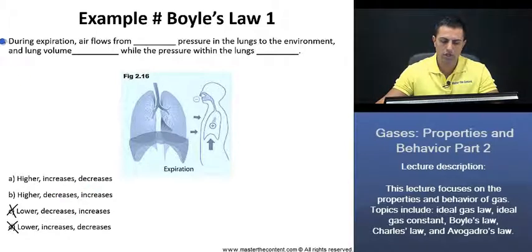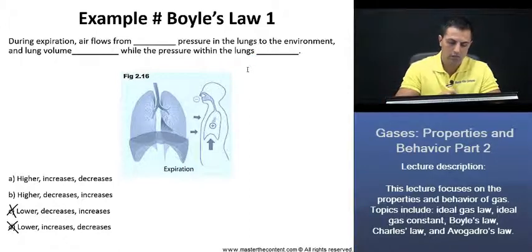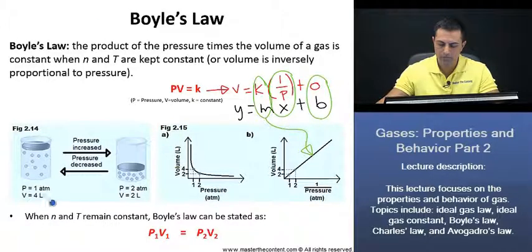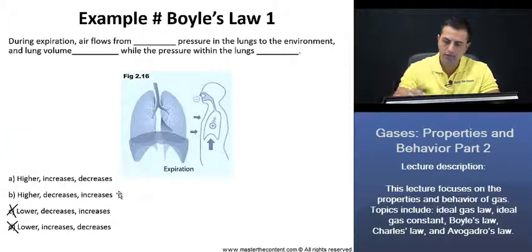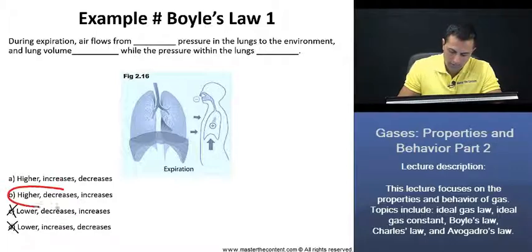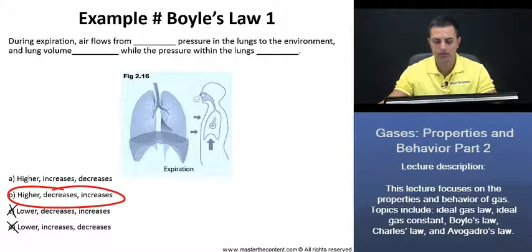Now let's read our question here one more time. During expiration, air flows from higher pressure in the lungs to the environment and lung volume increases or decreases while the pressure within the lungs increases or decreases. During expiration, the lung volume is going to decrease, while the pressure within the lungs increases, and that follows as we had stated from Boyle's law, right? We see here as volume decreased, the pressure increased, right? Thus, we can confidently say that B is going to be our answer. Great, let's now move on to our next question.